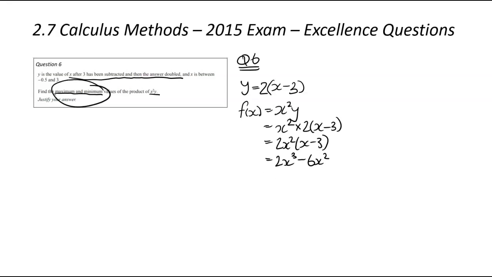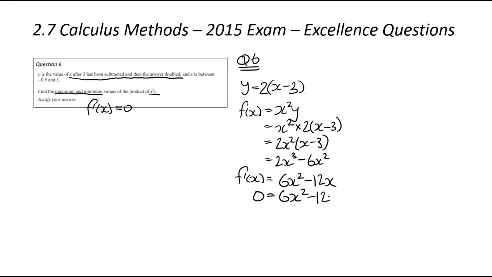Now turn our eyes to this idea of the minimum and the maximum. So it is a cubic, so we're expecting 2 turning points, probably 1 min, 1 max. And what we know is at those points, the gradient, or f dash x, is equal to 0. So we need to differentiate this. F dash x is going to be equal to 6x squared minus 12x. And we're then going to get rid of f dash x and put in the 0 gradient, which we know to be true there. So that's 0 equals 6x squared minus 12x.